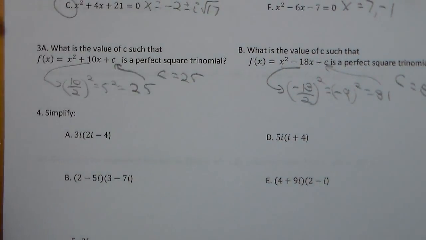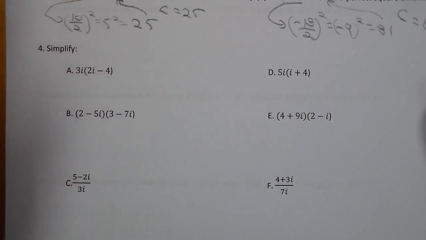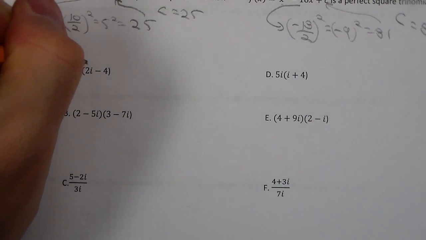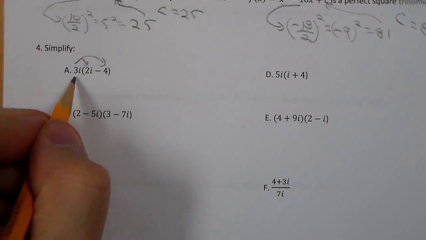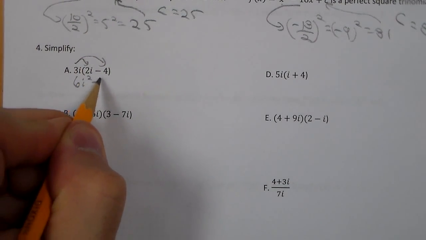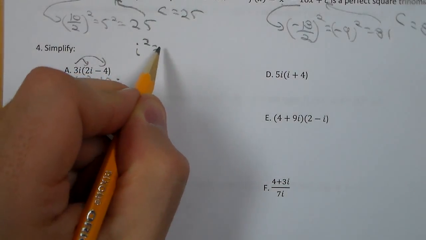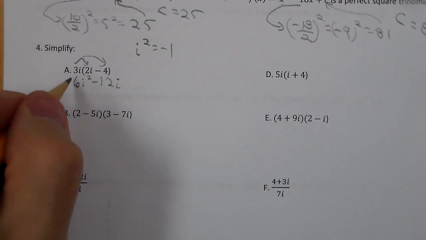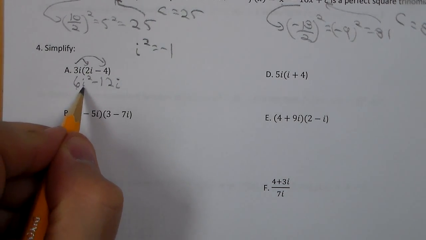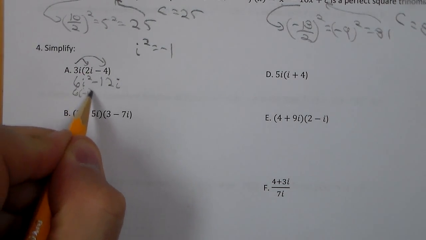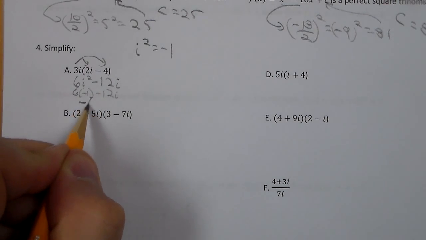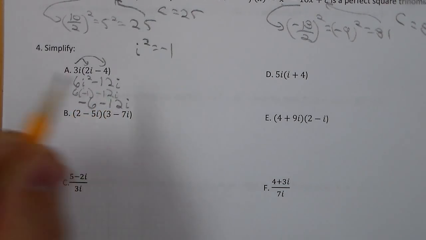For number 4, the 6 parts, we are simplifying our complex numbers. For 4a, we're going to do distributive property. I get 6i squared minus 12i. And the important thing we need to remember is anytime we get i squared, that is equal to negative 1. So this now becomes 6 times negative 1 minus 12i, or negative 6 minus 12i.